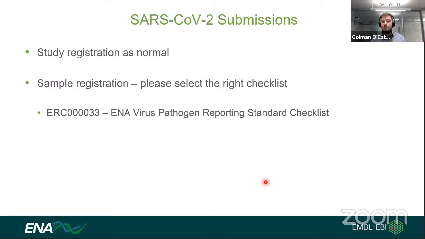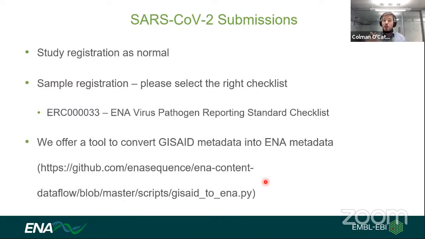And the checklist we use for SARS-CoV-2 is called the ERC000033 checklist. And I'll talk about what is covered by that checklist. We also offer a tool now, which is a Python script. It is available to convert, if you've already submitted assemblies to GISAID and you have the metadata spreadsheet for that, this Python script which will enable you to just convert that into a spreadsheet for sample registration of matching ENA fields. So it takes a lot of the legwork out if you've already submitted to GISAID and want to submit to the ENA also.